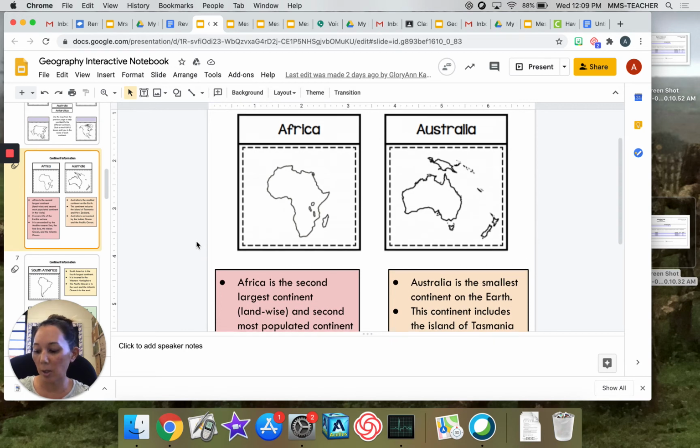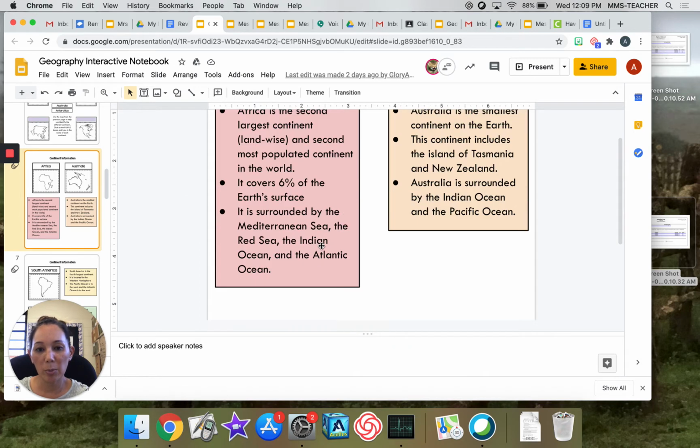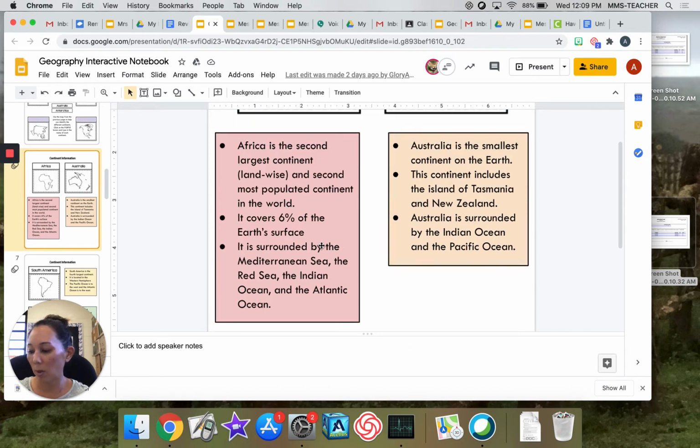So look for your Africa continent and lift up the flap, and you're going to write underneath. Okay, so this is Africa. You're going to write underneath. Okay, I know mine is blank, but you're going to write on the lines under Africa. So you're going to do that for each of the continents. But for Africa, here are some important things that we want you to know about Africa.